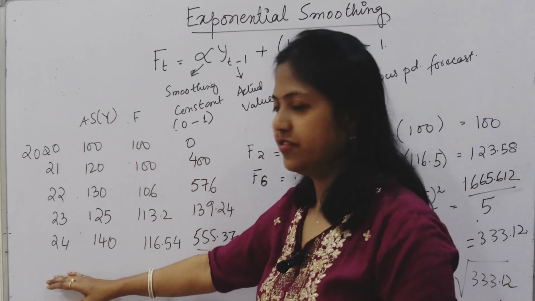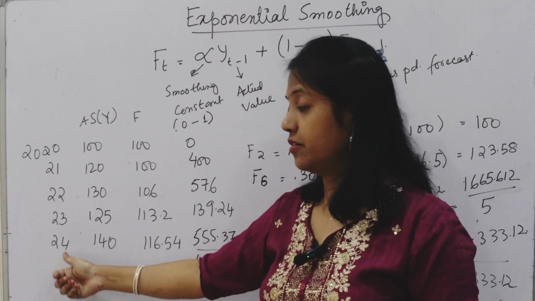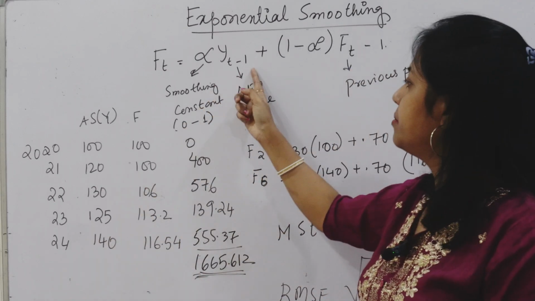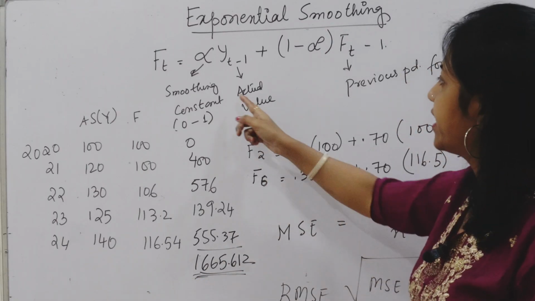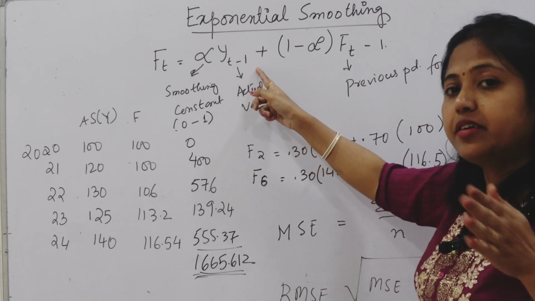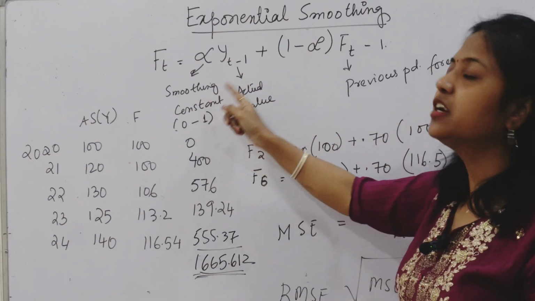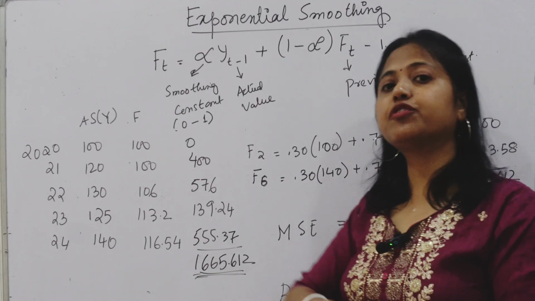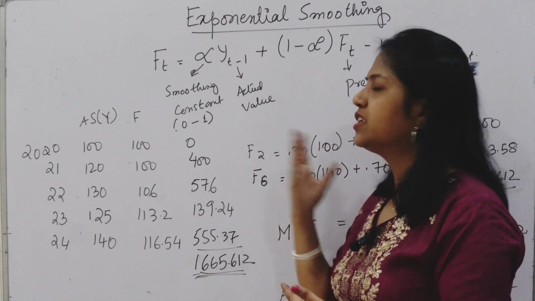So suppose you have 5 years of data and you want to predict the forecasted data for 2025, then your YT minus 1 will be 140, meaning the actual sales data of the previous period. So the actual value of the variable at the previous period, because YT minus 1 means one year or one time period back. 1 minus alpha means if alpha is 0.3, then 1 minus alpha will be 0.7. FT minus 1 is the forecasted value of the previous period. Okay, so let's do a problem and see how to compute this forecasted value.